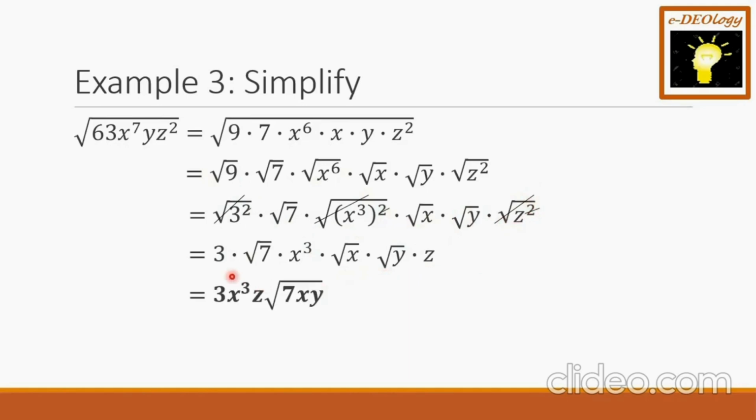In the next line, we're going to multiply all terms without radical and all terms with radical. So we have now the 3 multiplied by x cubed times the z. Here it is now 3x cubed z. And then for the radicals, we have the 7 times x times y, all inside the radical symbol. So our final answer is here, 3x cubed z, square root of 7xy.